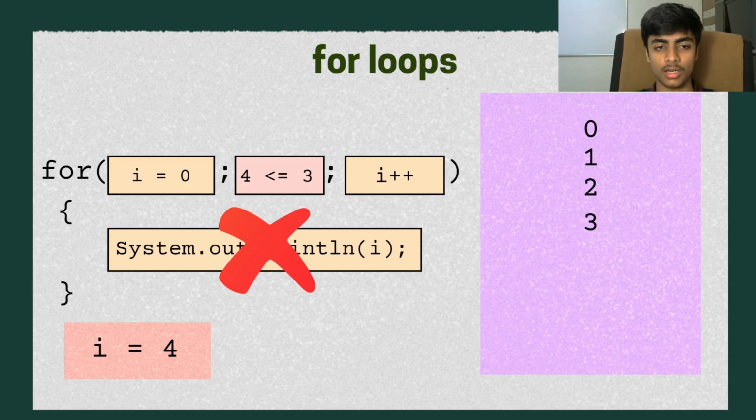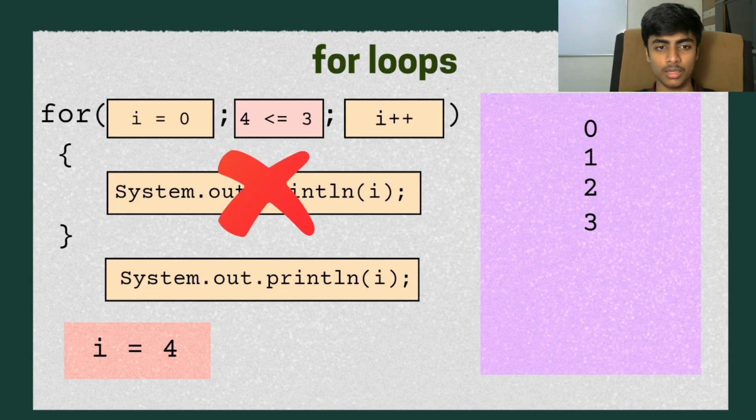Let's say that after the loop, we add a println statement that prints the value of i again. If you look at the orange box, which we've used to track the value of i, we see that the final value of i is 4. So this println statement, after the for loop, is going to print 4. You're finally going to see a 4 on your output window.